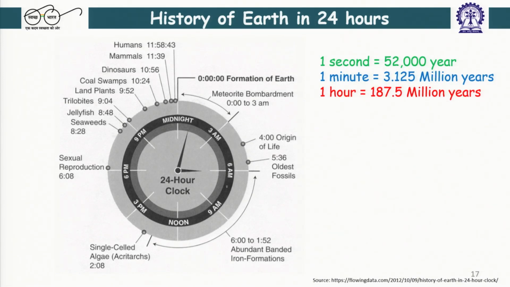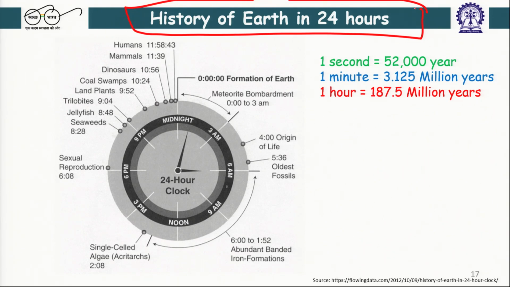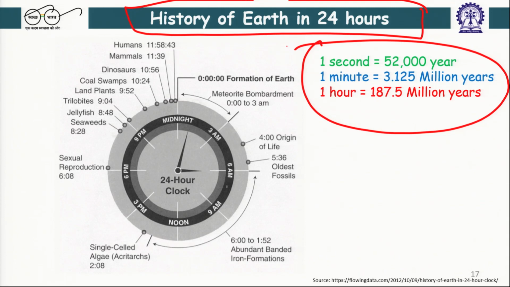Now if you take that history of the earth and try to put it on a 24-hour scale, then 1 second becomes 52,000 years, 1 minute is 3.125 million years, and 1 hour is this many million years.